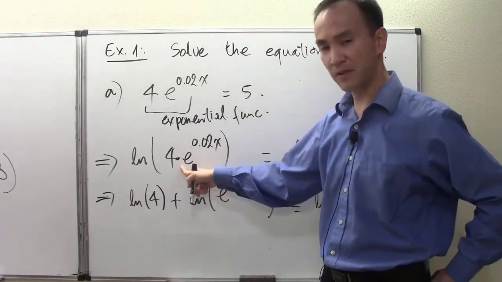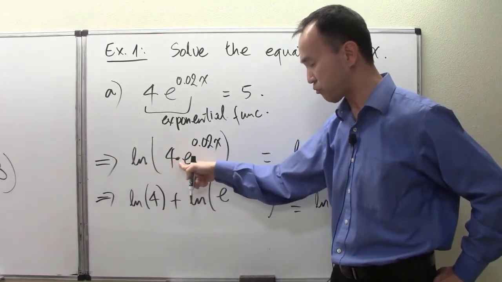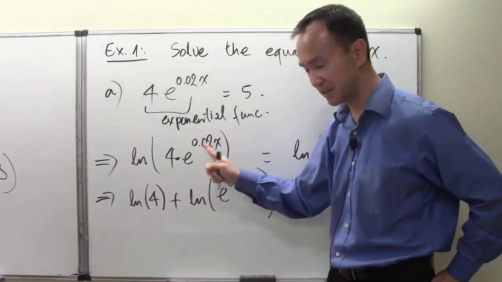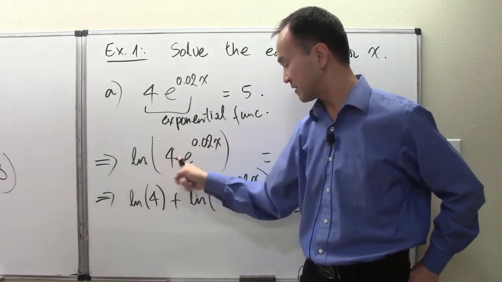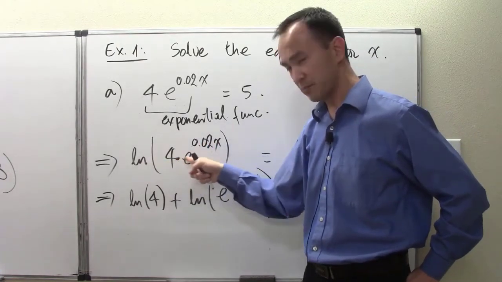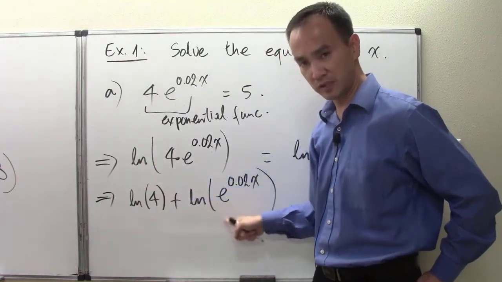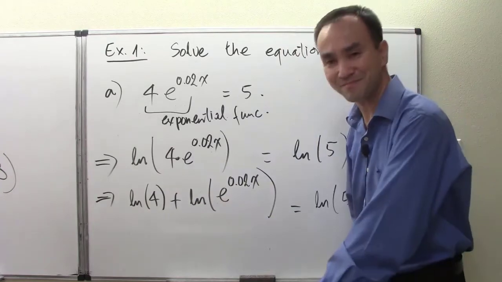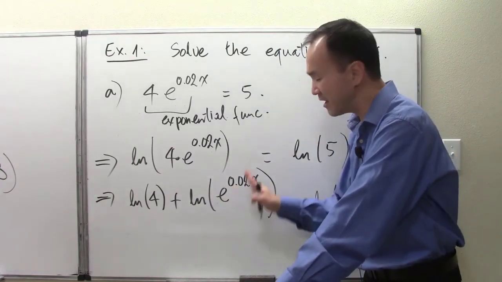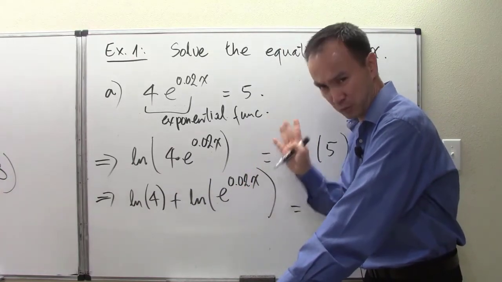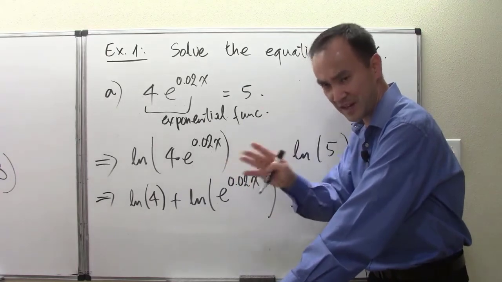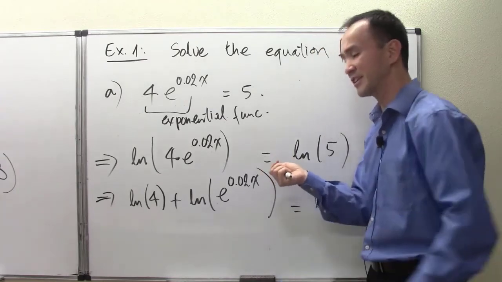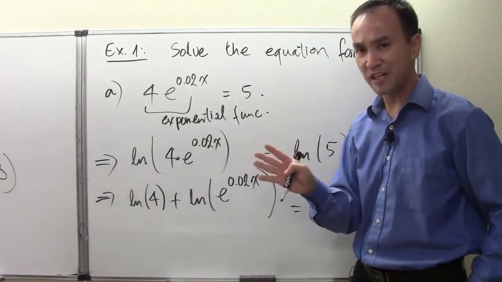So just form the logarithm, the natural log of a product. The whole thing is 4 times e to the 0.02x. But now I break that product. I see the logarithm of a product, so I break it down as two separate logs, same base. It's a sum of two separate logs. And again, all of these details and understandings are explained in detail in that lecture I posted earlier, where I introduced all the properties of logarithms.